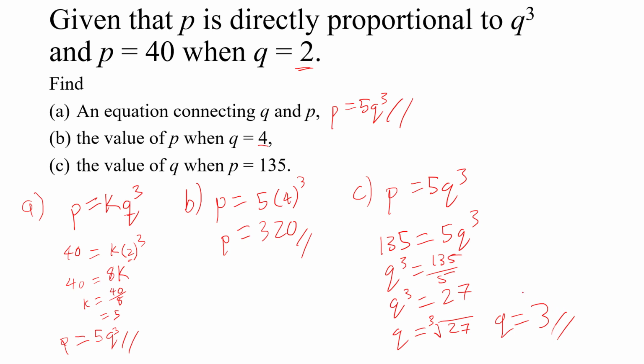Alright, just take note, right? Because it's cube root, there's no negative 3 as the answer. Because only 3 times 3 times 3 will give you 27. Negative 3 times negative 3 times negative 3 will not give you 27. So the negative only applies when there is a square.